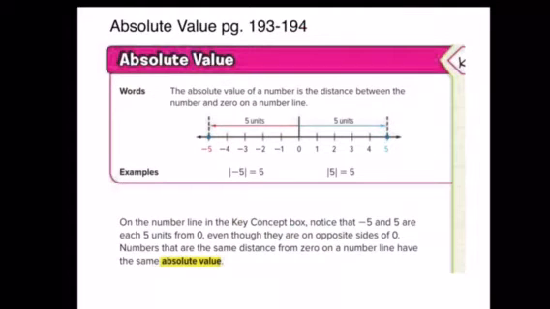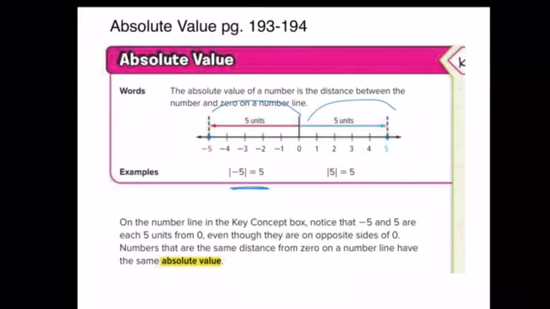All right. On page 193 to 194, they start talking about absolute value. Maybe sounds a little intimidating, but absolute value is really not a huge deal. How far is the number away from 0 on the number line? So you can see that -5 is 5 spaces away from 0, so the absolute value is 5. +5 is also 5 spaces away from 0, so its absolute value is 5.